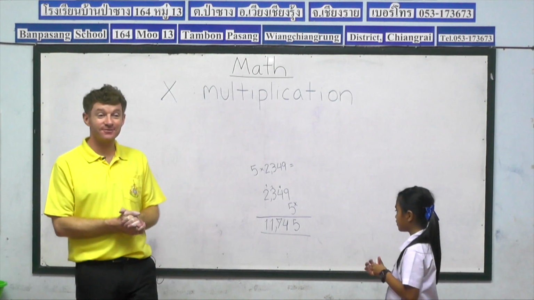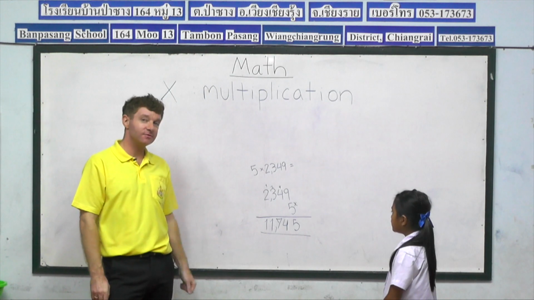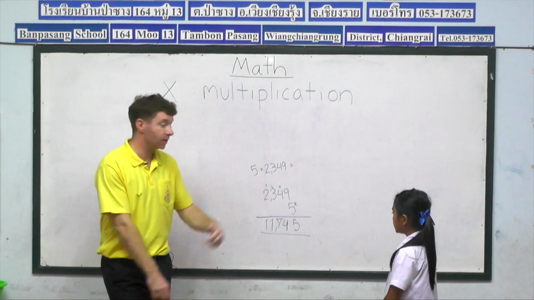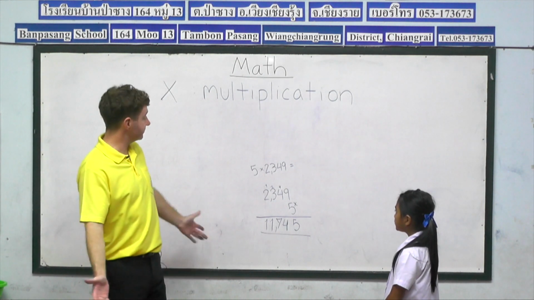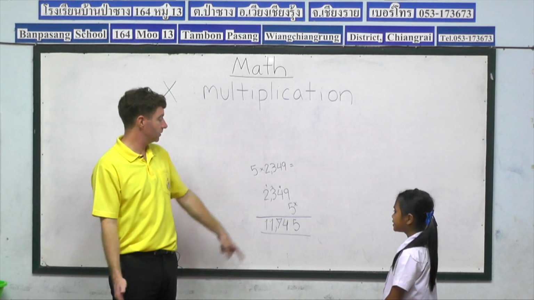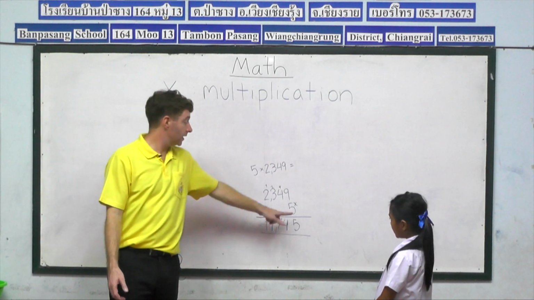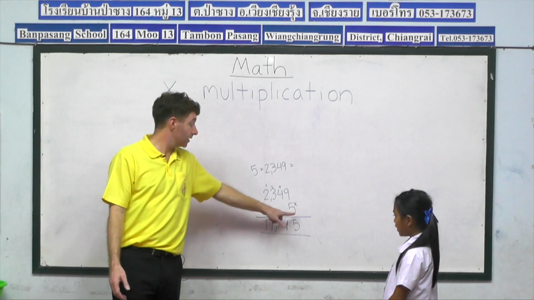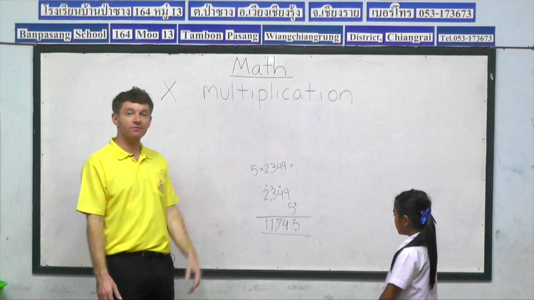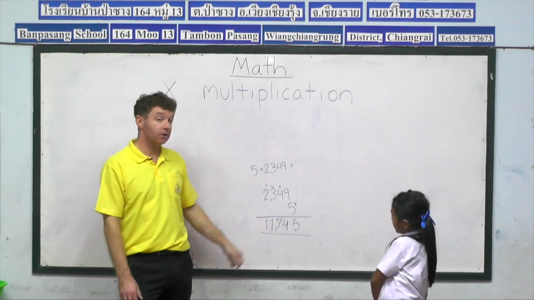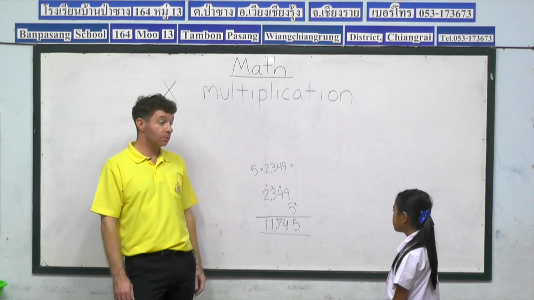It certainly does, and Pak Bung has answered it correctly. So our answer, 11,745. So we can say 2,349 multiplied by 5 equals 11,745. Pak Bung, that was excellent.